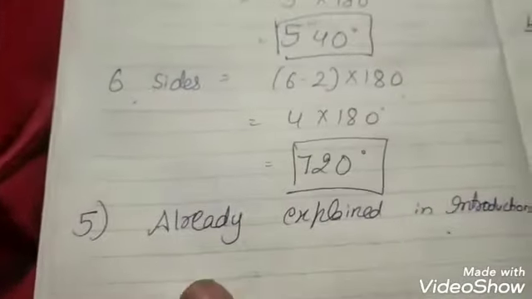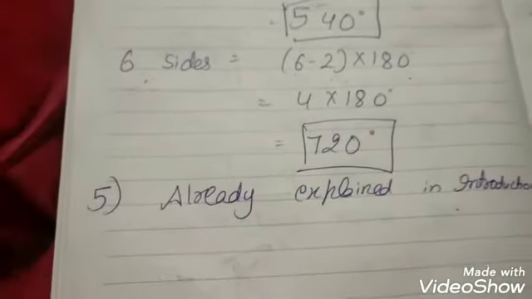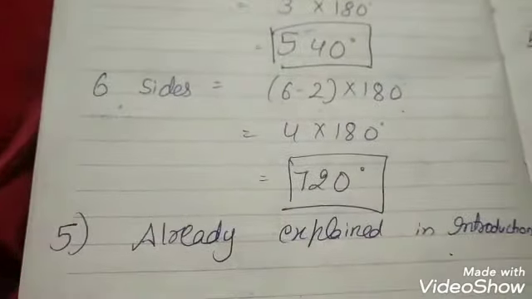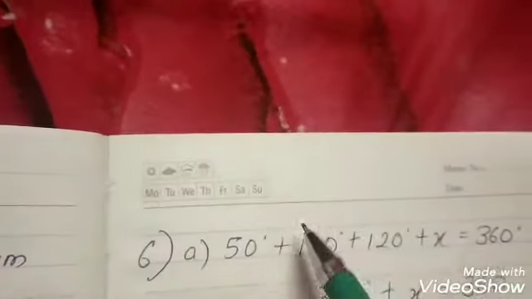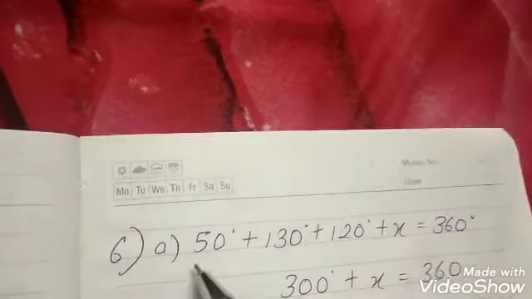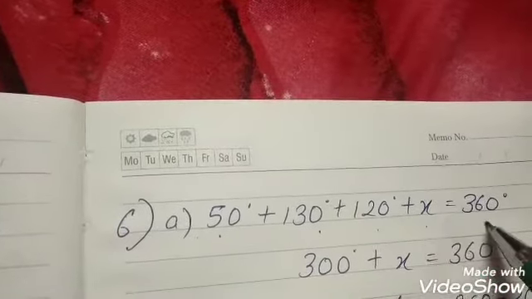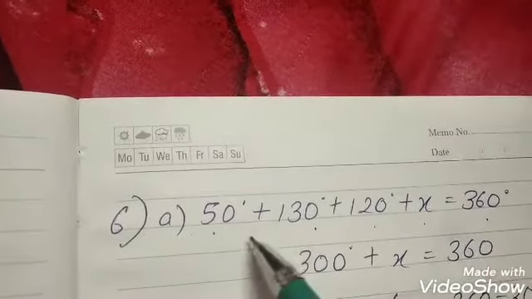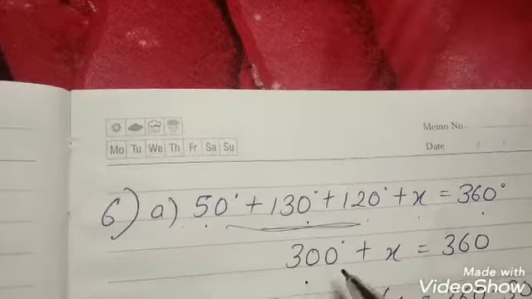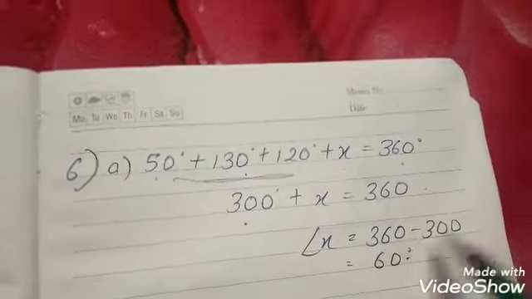Now, question number 5, they were just asking what a 3-sided figure is called, what a 4-sided figure is called. That I have already explained to you in the introduction. So that is the only question. Now, in question number 6, you all know that the angle sum of the quadrilateral is 360. So I have written 50 plus 130 plus 120 plus x is equal to 360. Right? So this all will be added, becomes 300, and when it goes to the other side, it will be subtracted and we get the value of x.